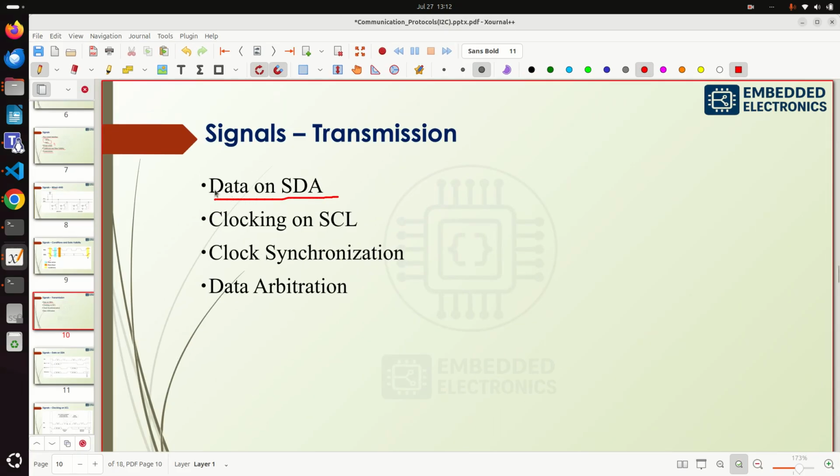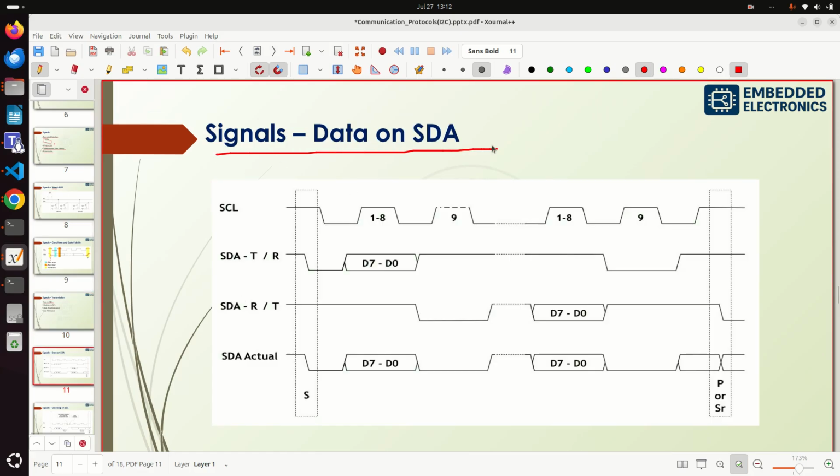And next is the data on SDA signals. So here we have data on SDA. There is a clock line and also we have the data line SDA. Here the microcontroller wants to communicate with RTC, with master being the transmitter and RTC the receiver. First it will check whether the bus is idle or not. Now it is aware the bus is idle.